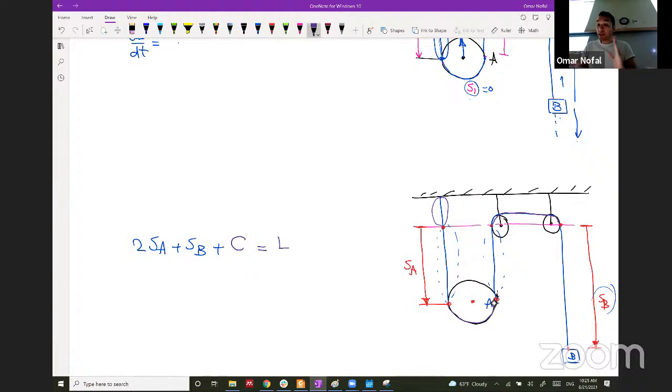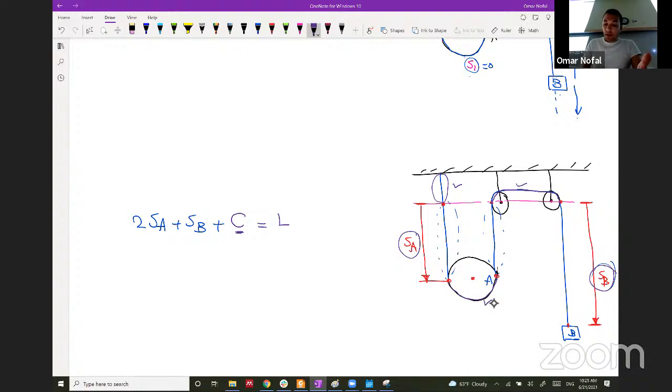So this is how we get the length of the rod without getting into too much detail, how long is this and how long is that, because all of these will be constant and not changing. The only changing are SA and SB. And you know that the length of the rod is constant as well. So the length of the rod will not change, and we have a constant here. So you can finally say that 2SA plus SB will equal L minus C, and we can call this C1, another constant. Then you can differentiate this with respect to time.